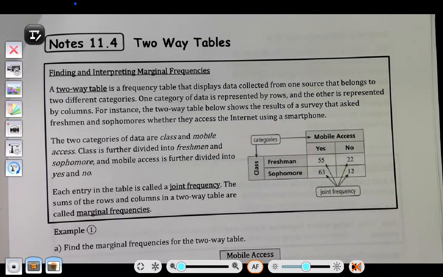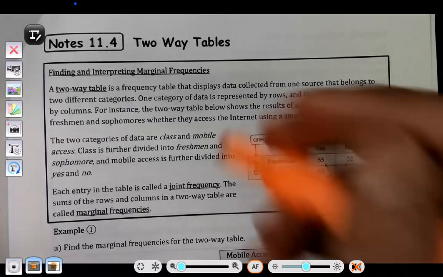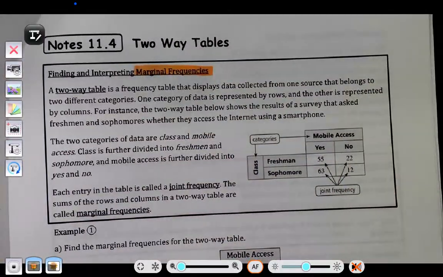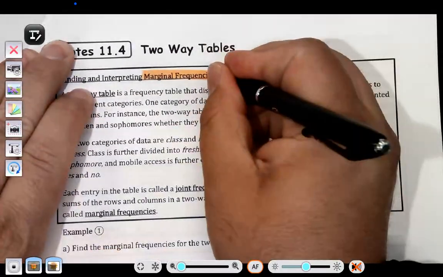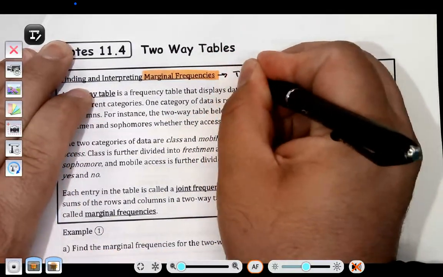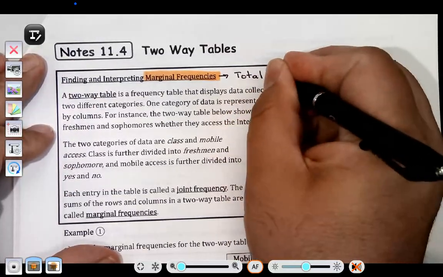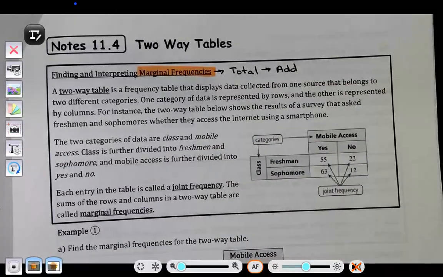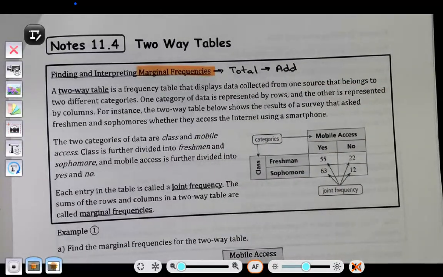Okay, so in today's notes, 11.4, we're going to be talking about a two-way table. So we're going to be finding and interpreting marginal frequencies is what we call it. And as we mentioned in the word wall earlier, when we say marginal frequencies, that just means the total. So basically we're going to be adding. So if you know how to add, you should be able to do what we're doing today. You have a calculator, so that can do it for you anyways.